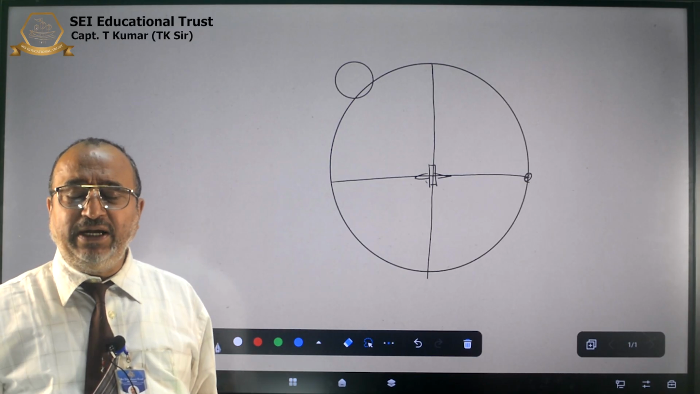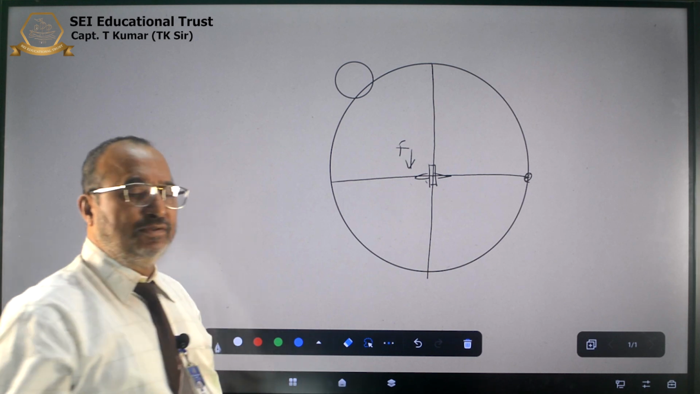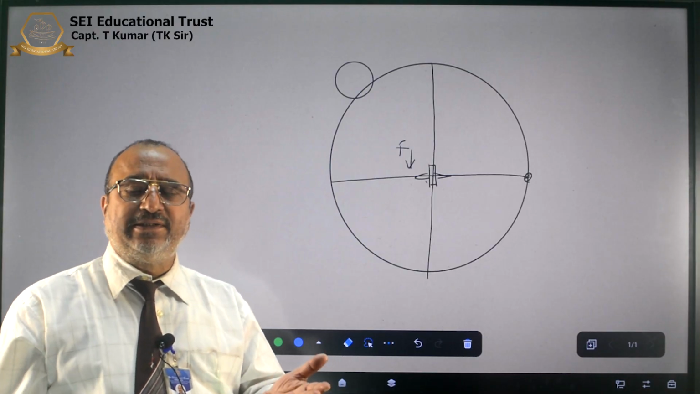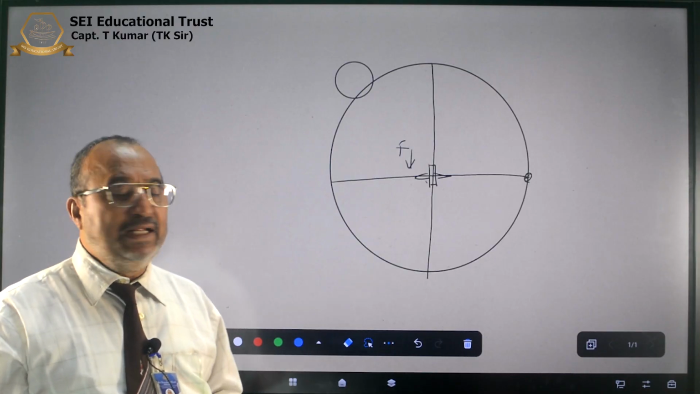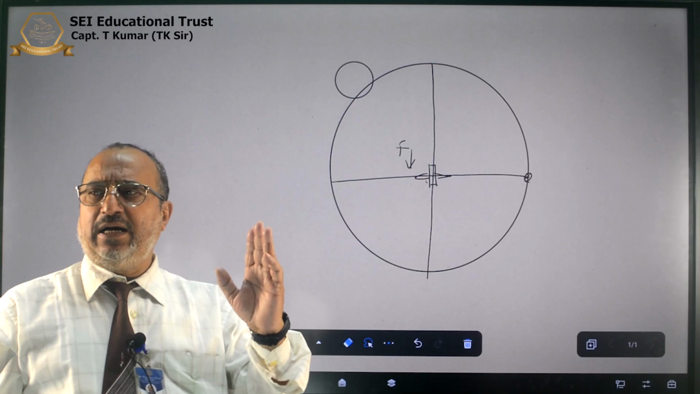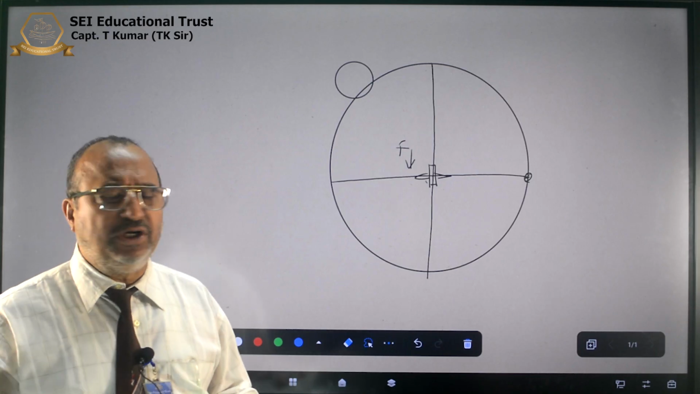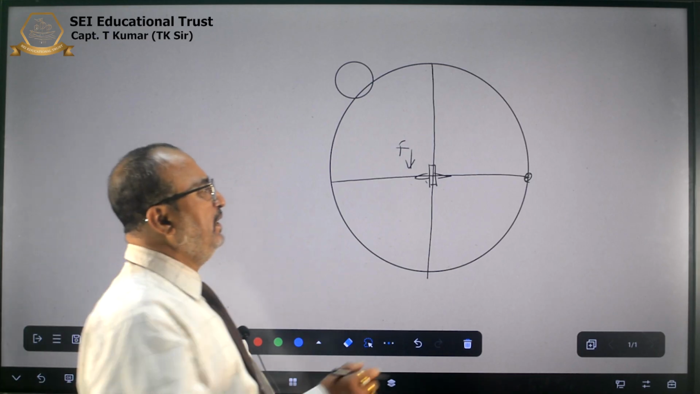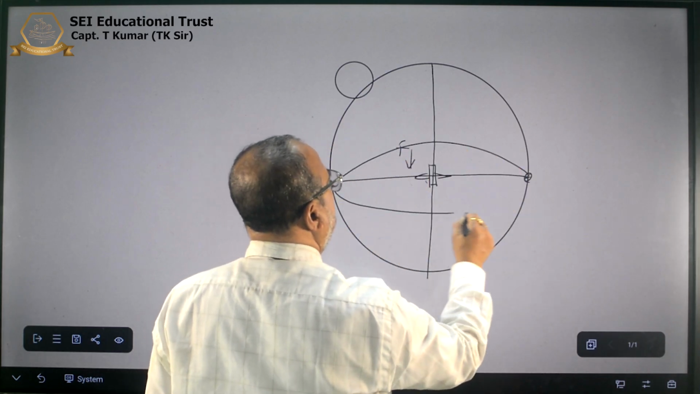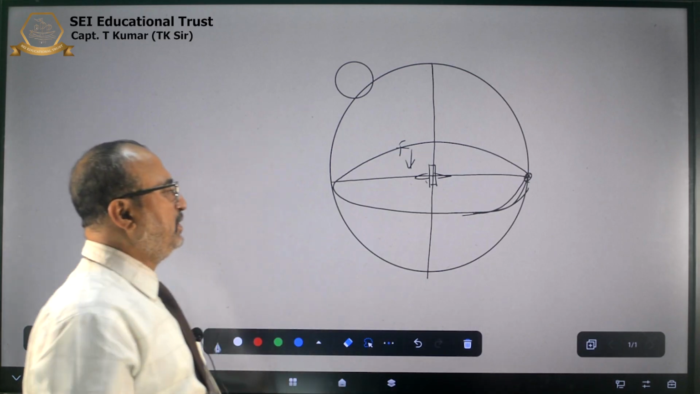And that can be achieved by applying a force. When you apply a force, then what happens? As I said, it will precess horizontally about the vertical axis. And at the same time, the gyro axis has a tendency to tilt upward. So in that case, there will be a resultant direction, and that plane will look like an elliptical shape.